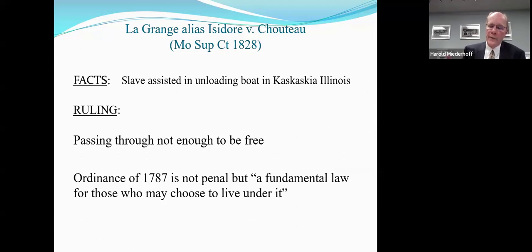So it looked, 4 years after the Winny case, in which it says once free, always free, the court decided, well, there's got to be a time limit on the distinction between passing through and an intent to remain in the free territory or establishing a residency.